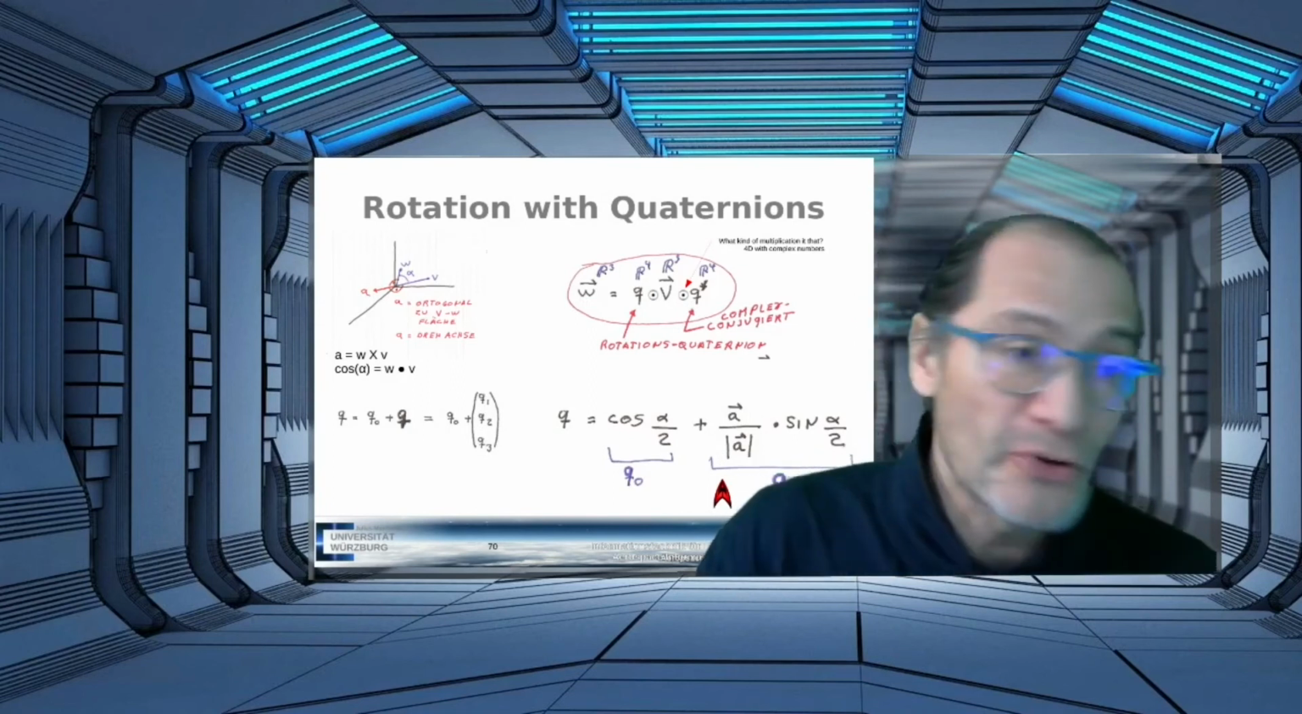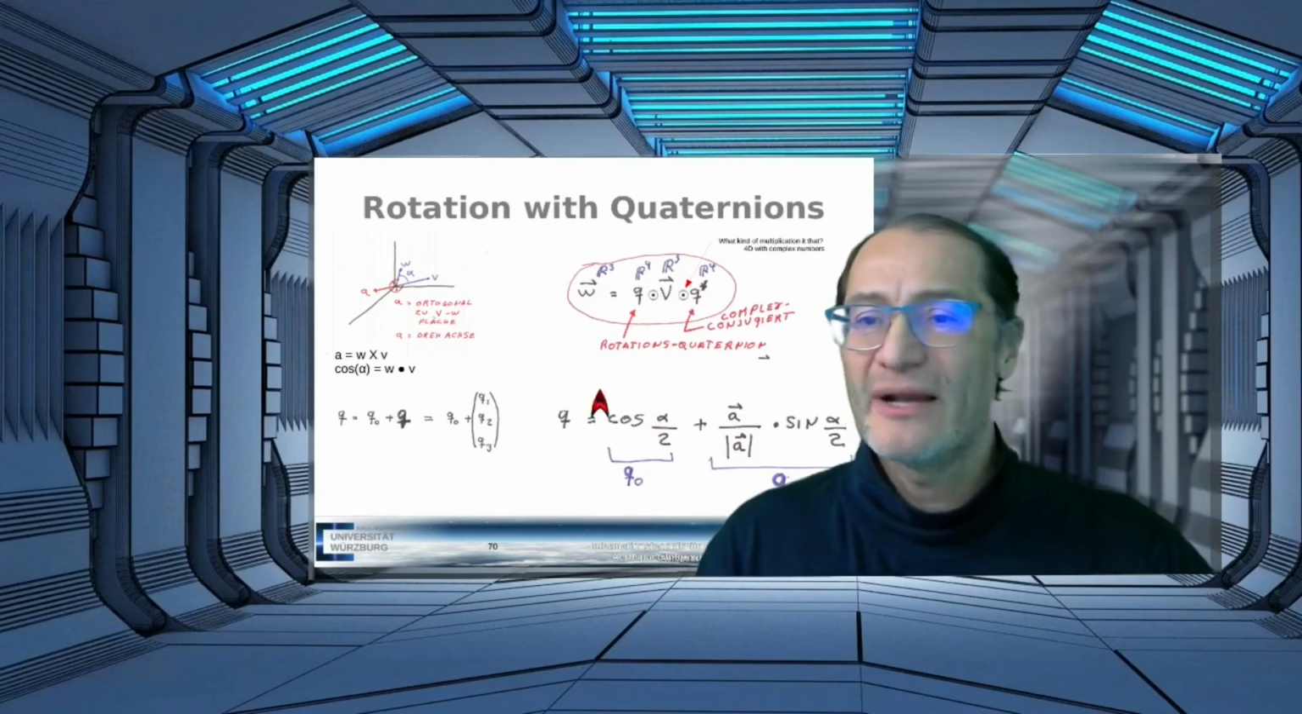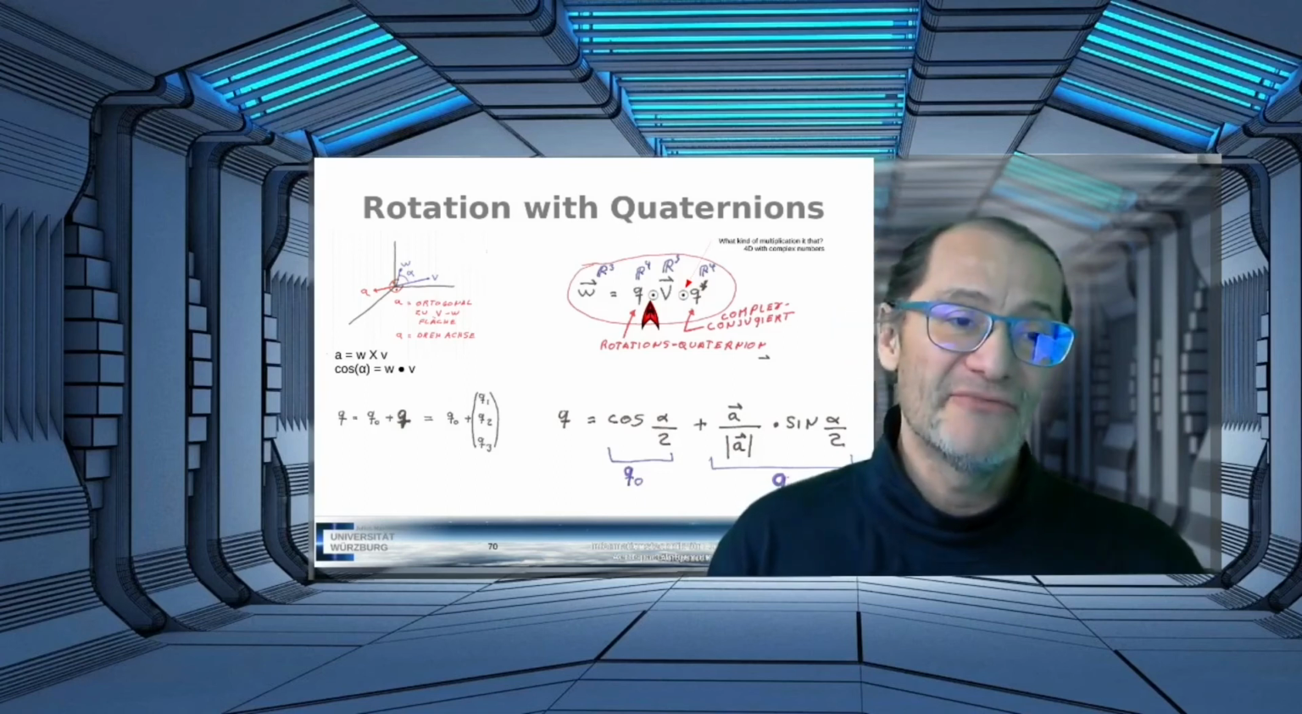And now how to rotate using quaternions. This is a little bit more complex. We have to define a multiplication operator. And this multiplication operator works for four-dimensional vectors.